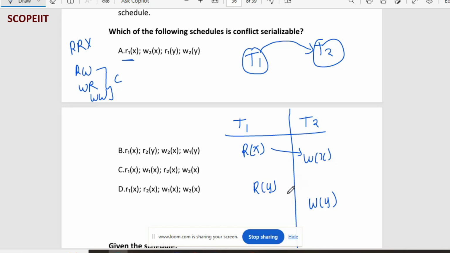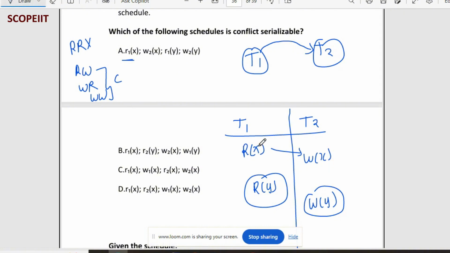Next, that's all. Now you might be thinking, ma'am, why have you not checked this one and this one? Because it is down to up. We always check confliction only from up to down. We never check from down to up. So here the confliction is from up to down, I have checked. So here also I can check up to down. I cannot check down to up. So there is no confliction from T2 to T1.